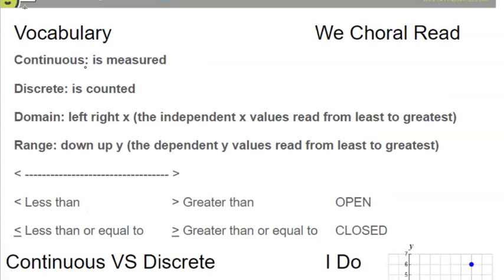Become familiar with this vocabulary. Continuous is measured. Discrete is counted. Domain, left, right, x. The independent x value reads from least to greatest. Range, down, up, y. The dependent y values are read from least to greatest.